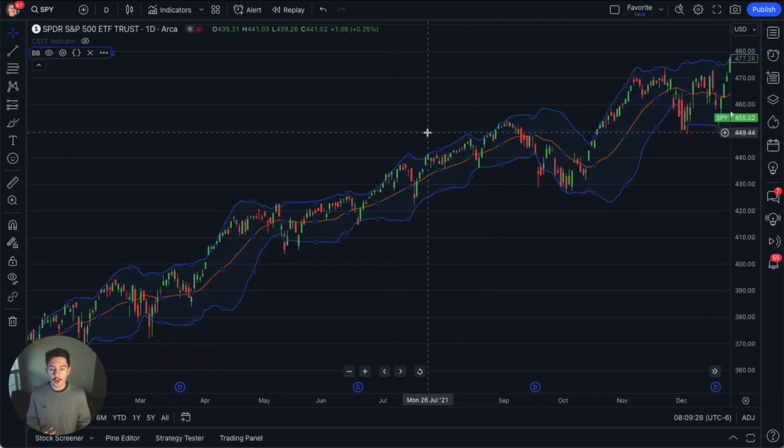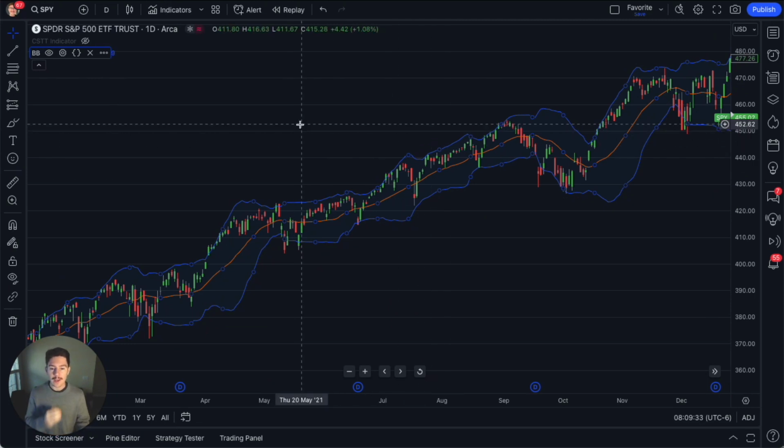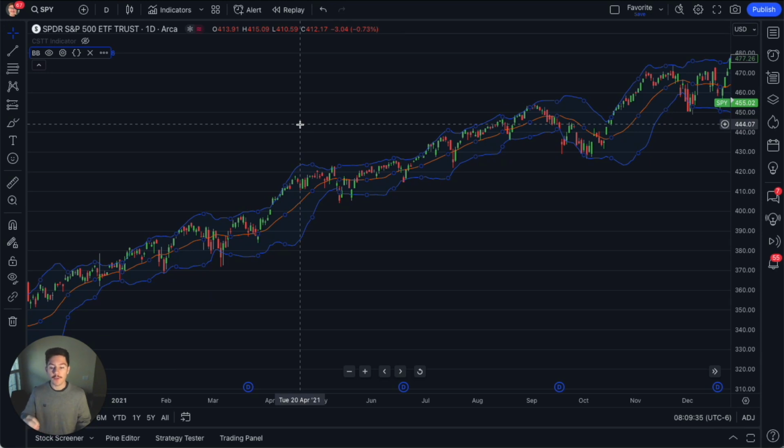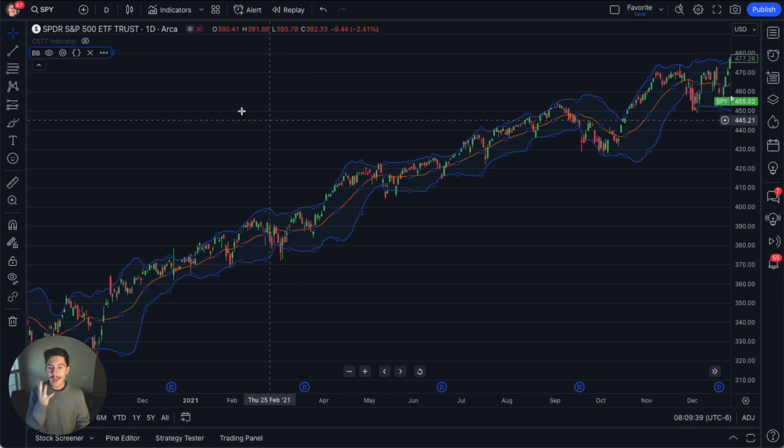So if you're trying to short those up moves, that's not going to work either. So those are 2 different strategies that other people use. So if you're doing that, please be aware of those failure points where you will actually lose money. Now, how do we use this to make money?